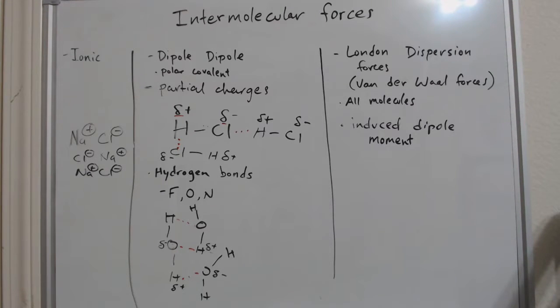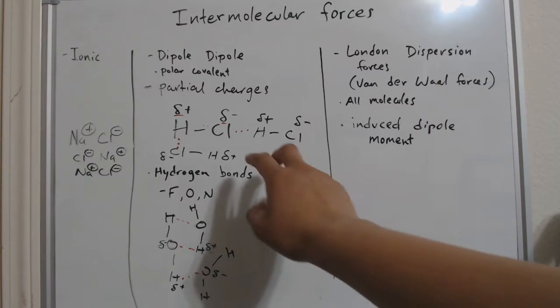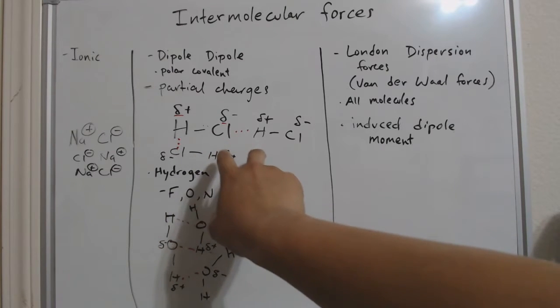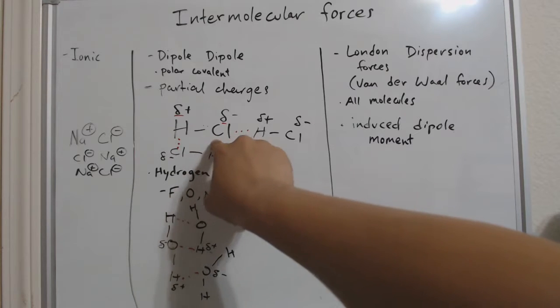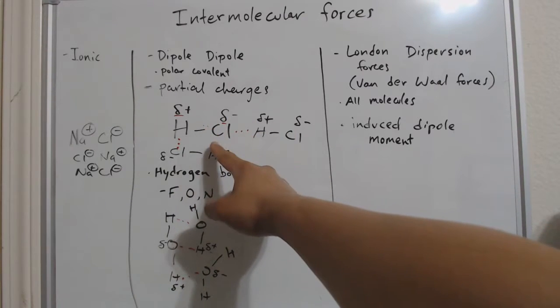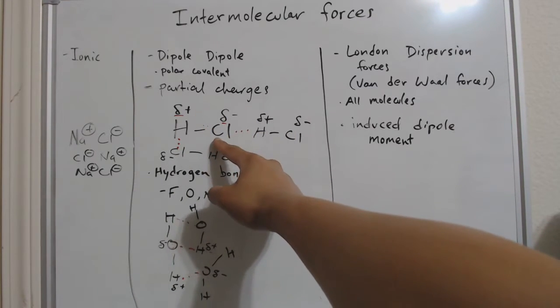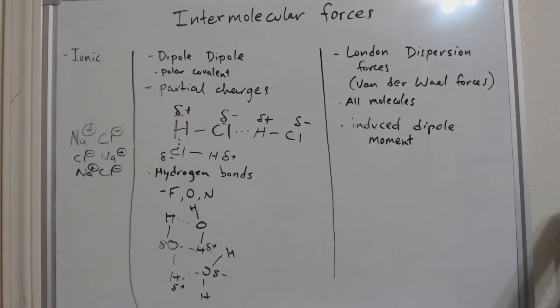But it's not fully like two ions, like the sodium and the chloride, because it is a covalent bond. So what happens here when you have a bunch of hydrochloric acid molecules together is that the partial positive charge of the hydrogen will be attracted to the partial negative charge on the chlorine. And that's how the molecules are attracted or stuck together.